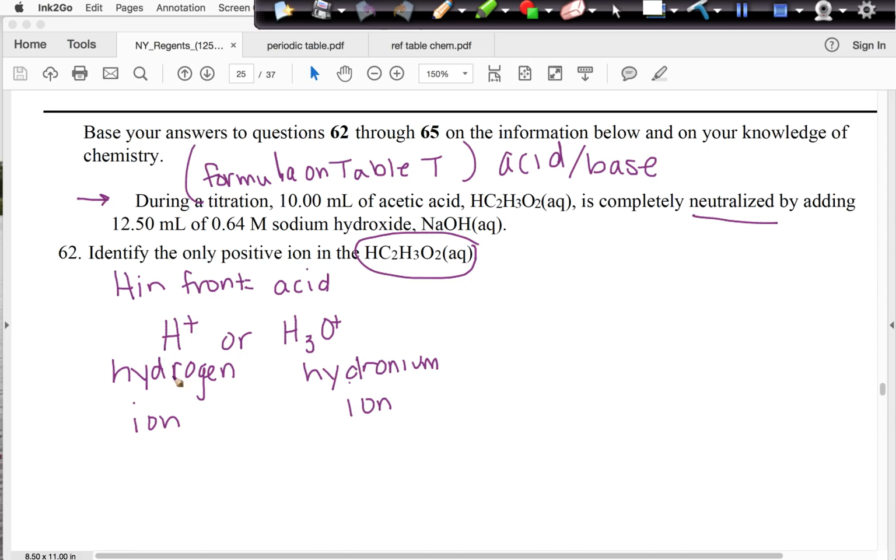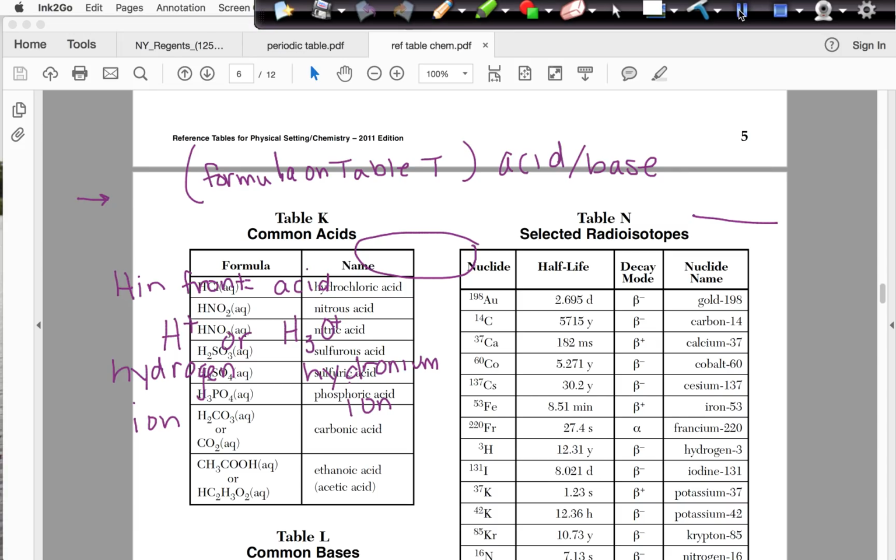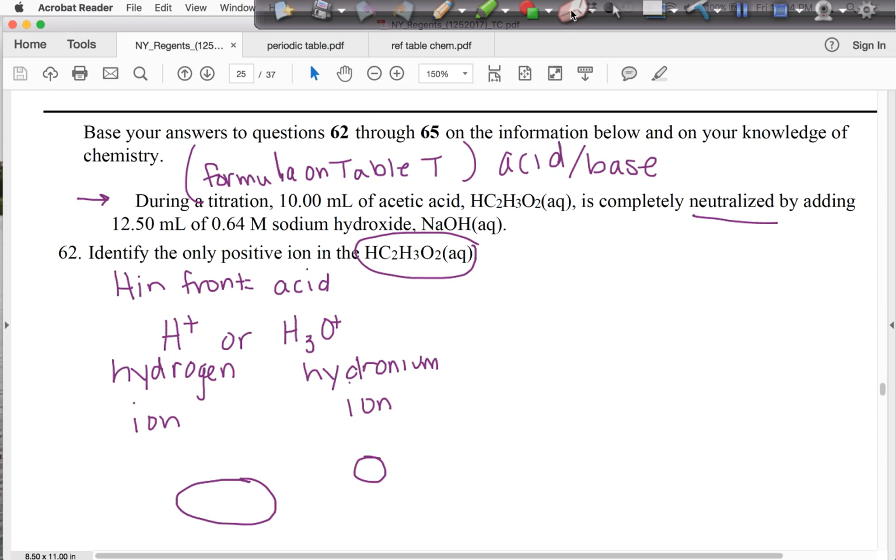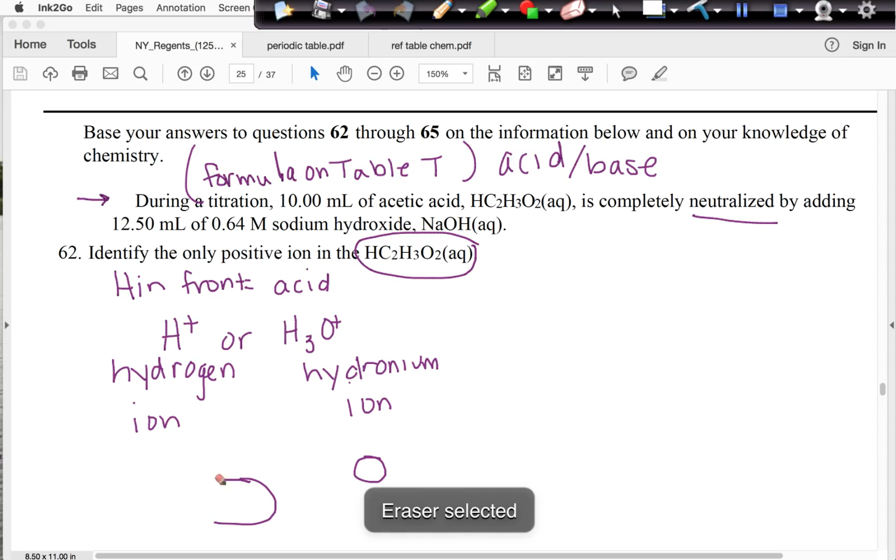the hydronium ion. But let's say you had no idea what this was, whether it was an acid or a base or anything like that. You could look at Table K. On Table K, you can see that HC2H3O2 is ethanoic acid. We're supposed to know that acids have H+ as the only positive ion in solution.